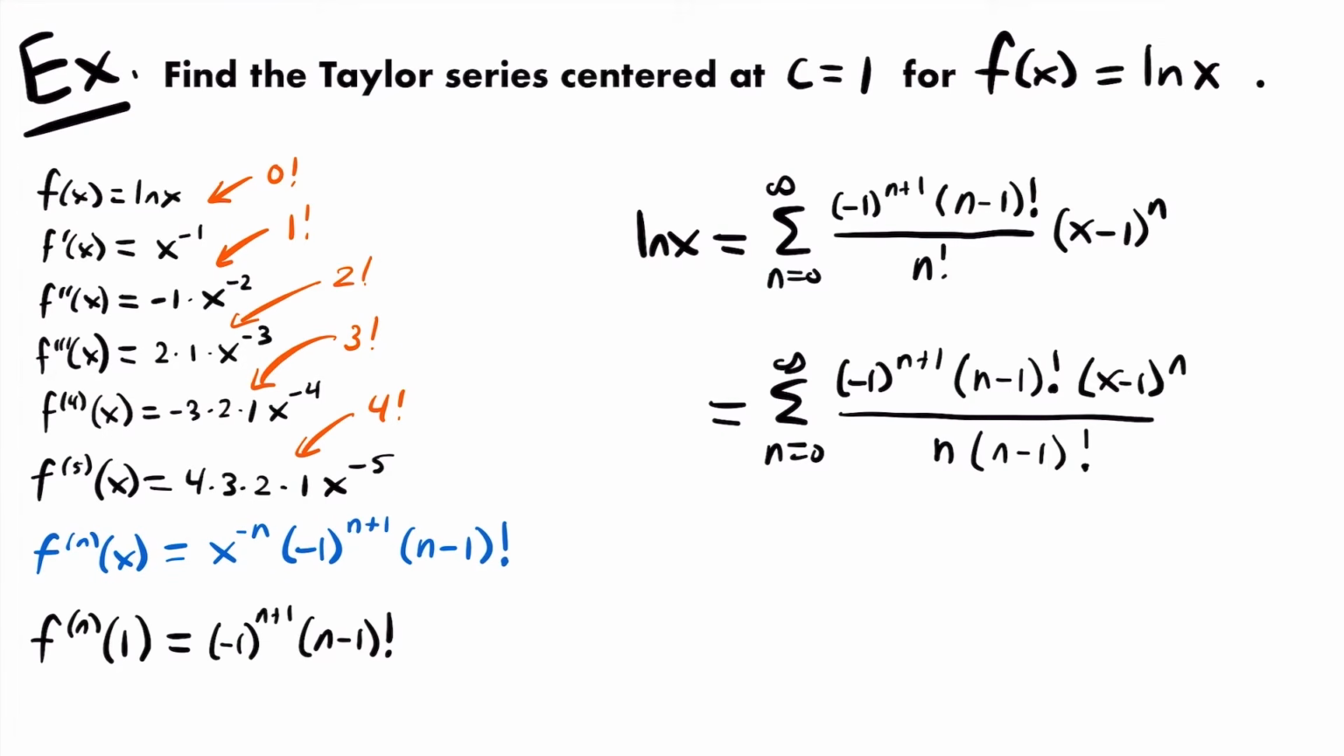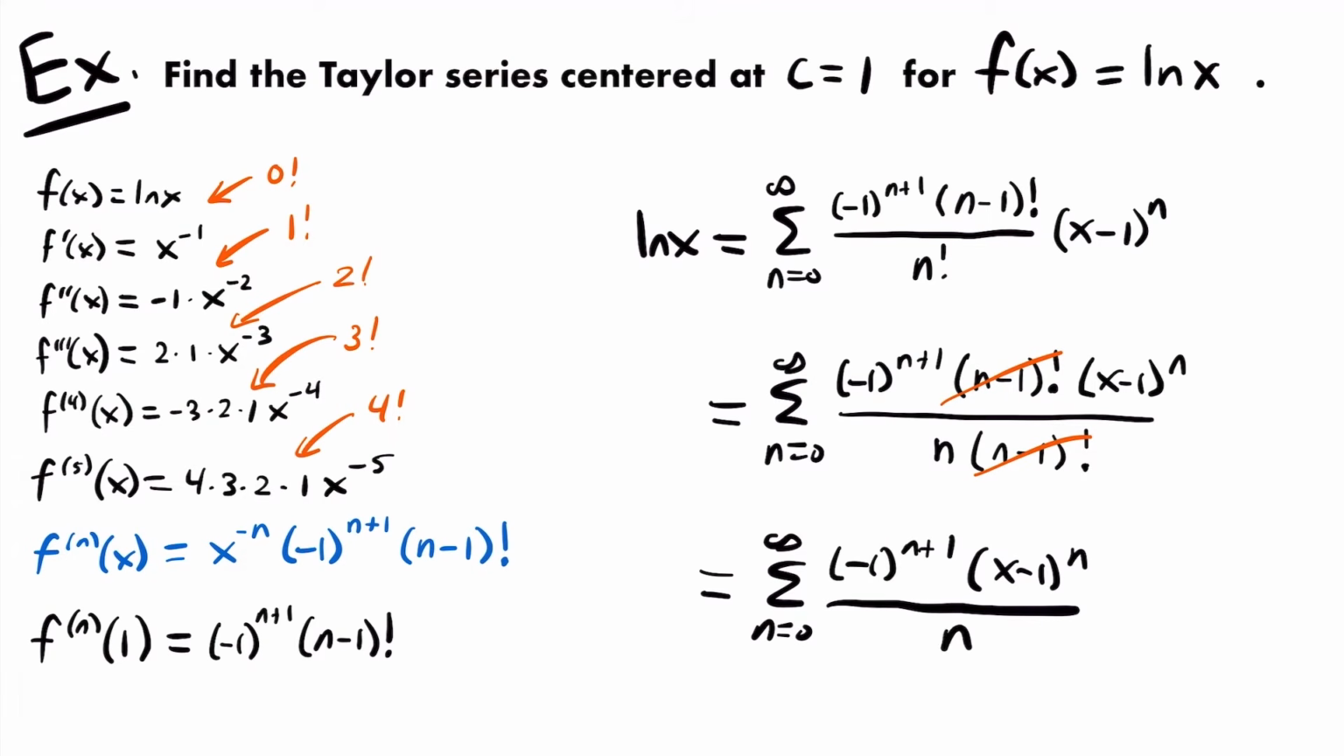And now we have n minus 1 factorial in the numerator and denominator. And so those are going to cancel out and leave us with the sum from n equals 0 to infinity of negative 1 to the power of n plus 1 times the quantity x minus 1 to the power of n divided by n. And this is the Taylor series centered at c equals 1 for our function, the natural log of x. The only thing left to do at this point is determine the interval of convergence for this series.